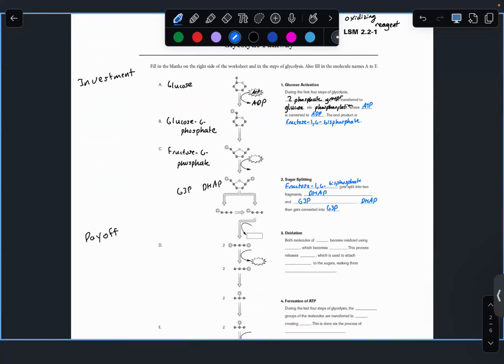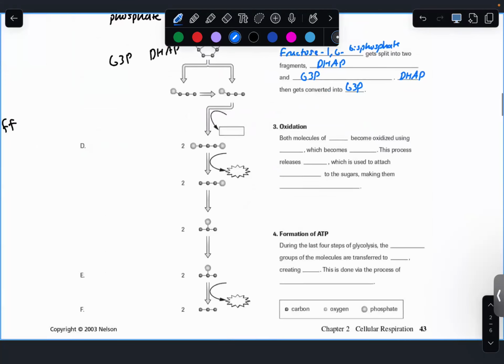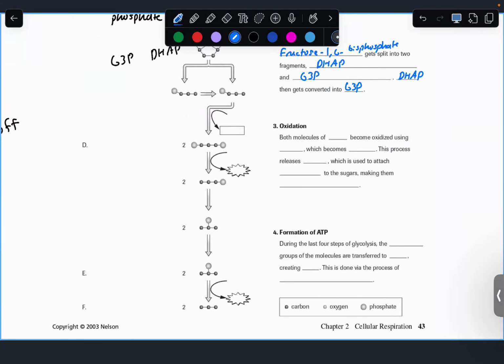All right, now the second part, oxidation and formation of ATP. All right, take a couple minutes, work on that, and then we'll work on it together.